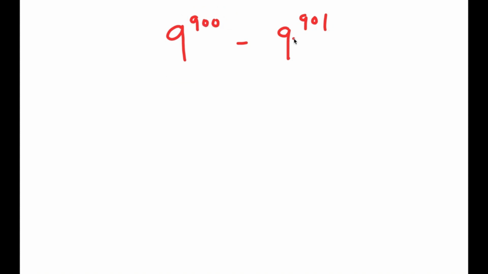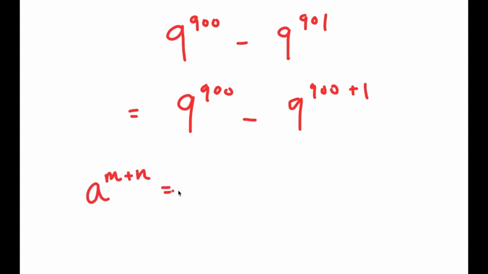So the easiest way to solve this is to simplify this as much as we can. And a way to do that is to factor out a term. Well, 9 to the power of 900 is actually a factor of 9 to the power of 901. So all we have to do is rewrite 9 to the power of 901 as something times 9 to the power of 900. Well, we can use properties of exponents to do this. So I'm actually going to rewrite 9 to the power of 901 as 9 to the power of 900 plus 1. And now I can use the exponential property a to the power of m plus n is equal to a to the power of m times a to the power of n.